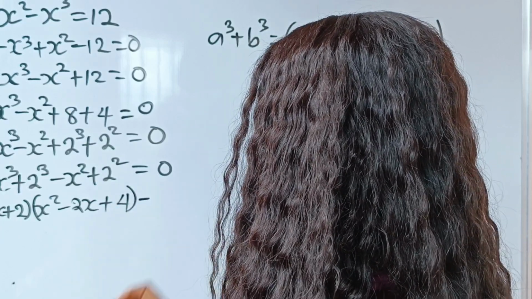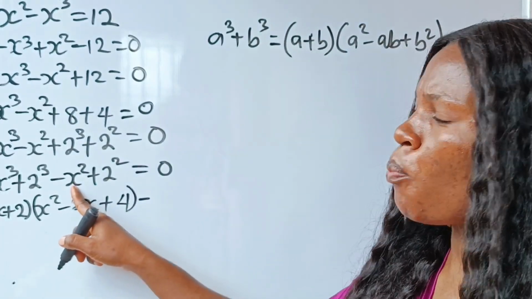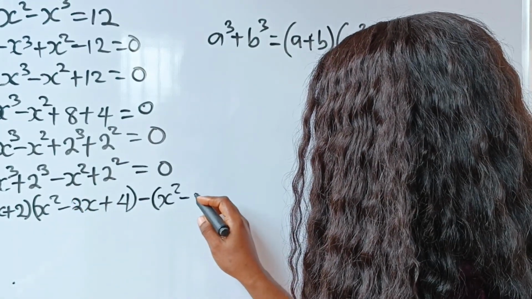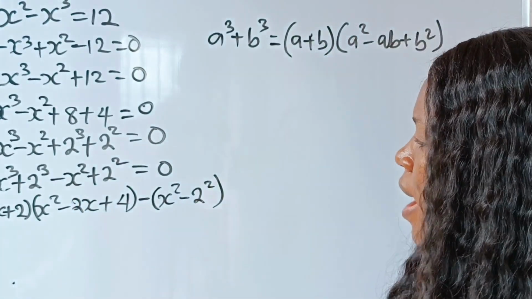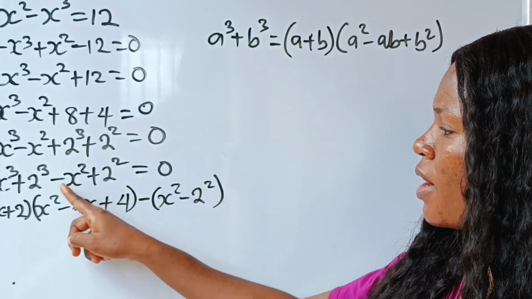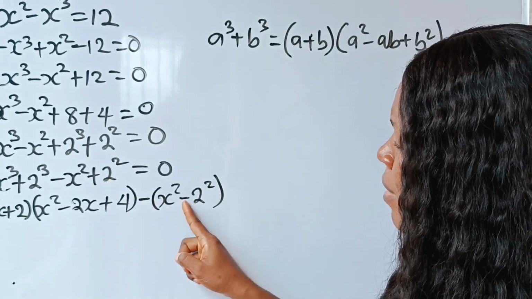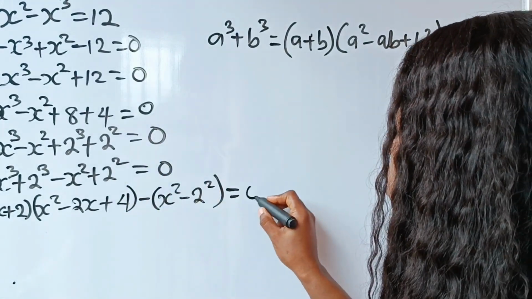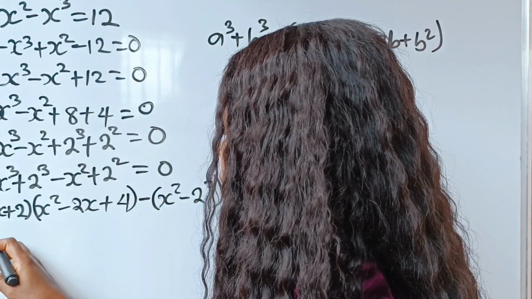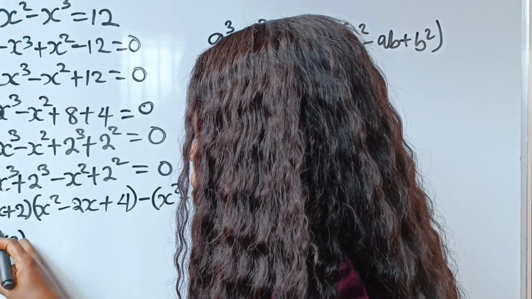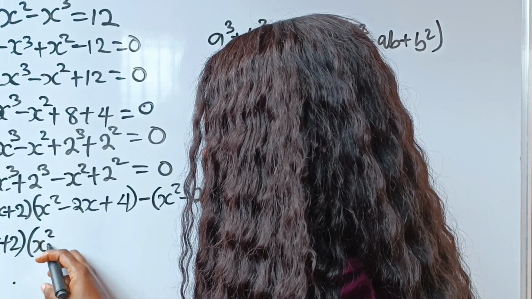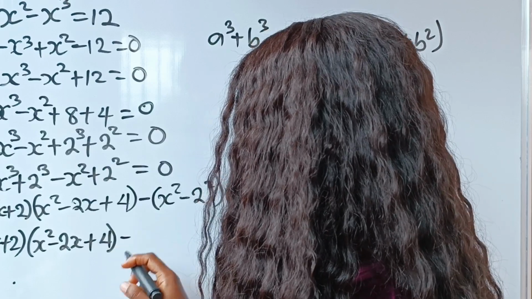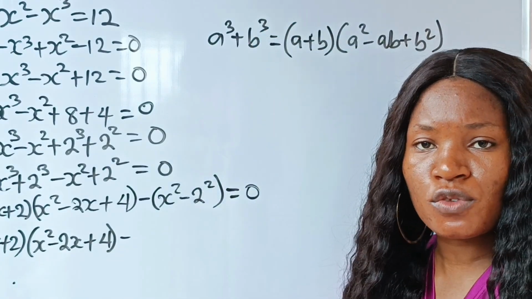Now minus, then if I want to put this in brackets, this can be written as x squared minus 2 squared this time around. Why? Minus times x squared will give us minus x squared, and minus times minus 2 squared will give us plus 2 squared back. Is equal to 0. Now we have x plus 2 multiplied by x squared minus 2x plus 4. Then minus, what we have here is a difference of two squares.